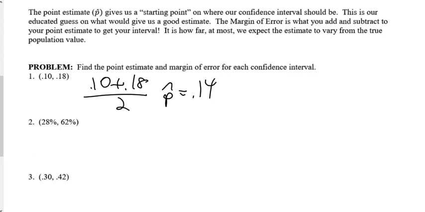From 14 to 18 is how many percent? 4. From 14 to 10 is how many percent? 4. Right. So we're going to plus or minus 0.04. So our point estimate, p hat, is 14. And then 0.04 is the give and take. How much higher, how much lower?